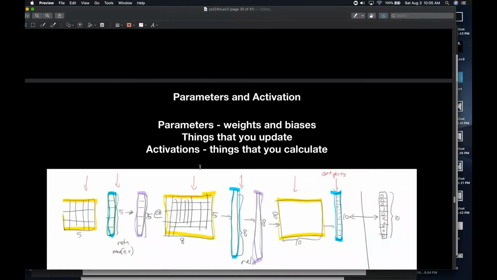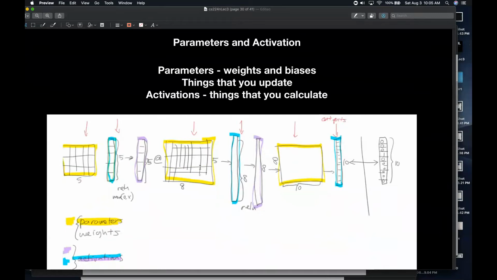So let's look at what parameters and activations are. Parameters are basically the weights and biases of your model. These are the things that, once you run through a forward pass and when you're doing the back propagation, you keep updating. And that is what helps to improve your model through training.